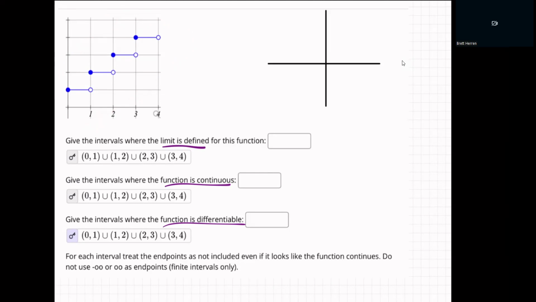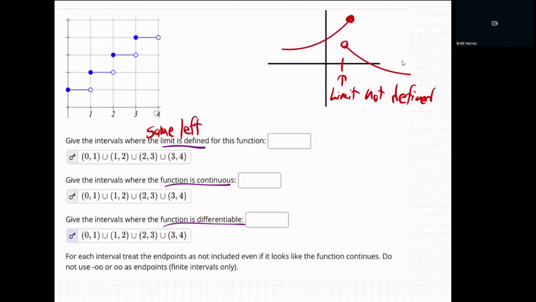If you have a graph that comes up like this and has a solid dot there, and then maybe an open dot there, whatever. Right at that point, the limit would not be defined, because for a limit to be defined, it must be the same from the left and the right. So any place where it's not the same from left and right, it's not defined.